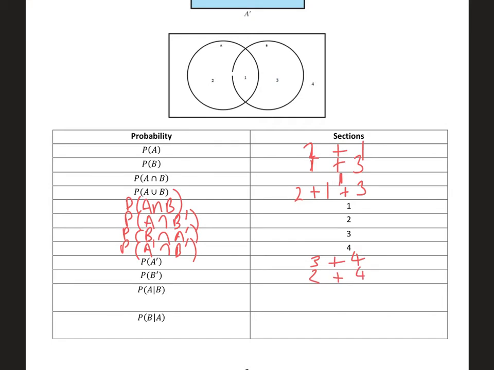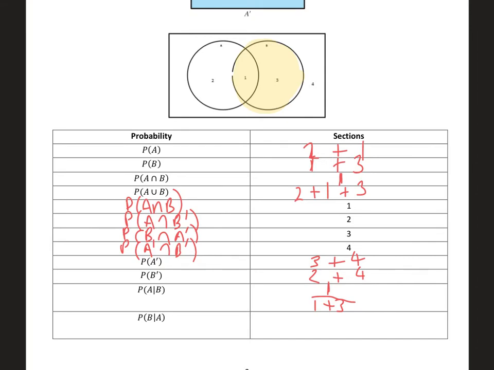If I want A given B, well, given that B's happened, that means I'm only looking at the B circle. So if I just shade in this, this is my only area I'm looking at now. So this, given that, are always kind of fractions. On the bottom of my fraction, I'm just looking at section B, so that's going to be 1 and 3. And what's the probability that A happens, given that that's happened? Well, out of those numbers 1 and 3, the one that includes A is 1. So it's 1 over 1 plus 3.